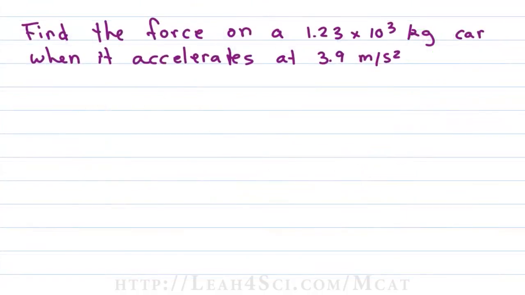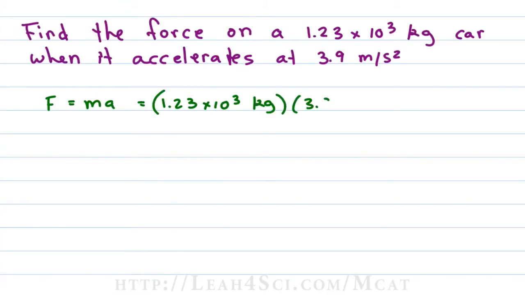Let's try a simple problem. Here we're told to find the force on a 1.23 times 10 to the third kilogram car when it accelerates at 3.9 meters per second squared. We're told to find the force, so we know we're solving for newtons, and we can use the standard equation F equals ma. In this case, the mass is 1.23 times 10 to the third kilograms, and the acceleration is 3.9 meters per second squared.